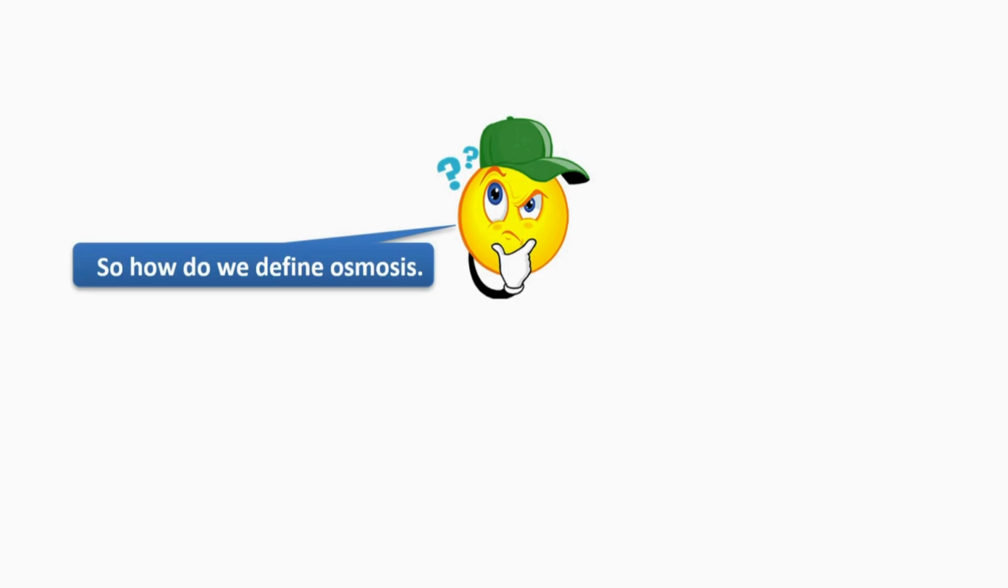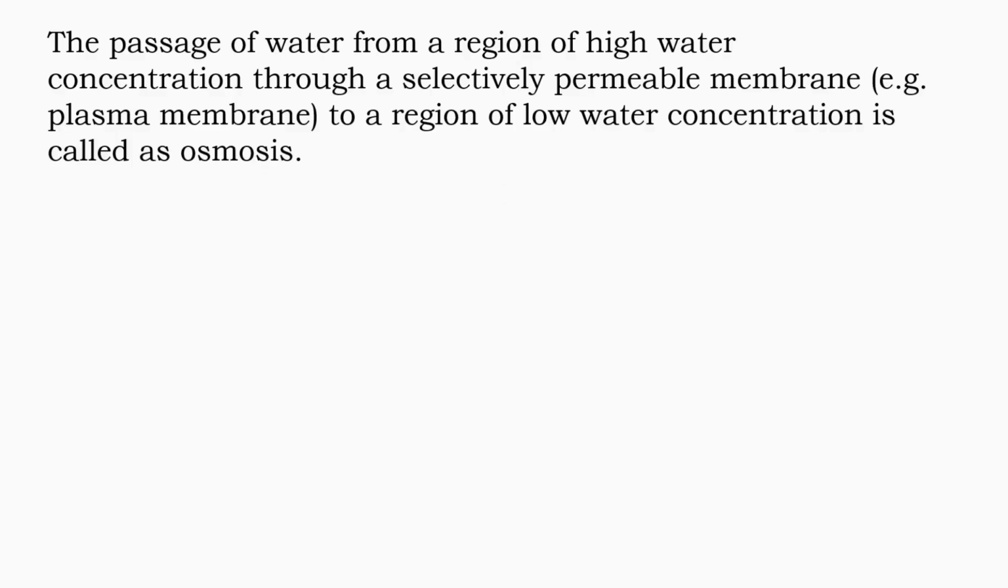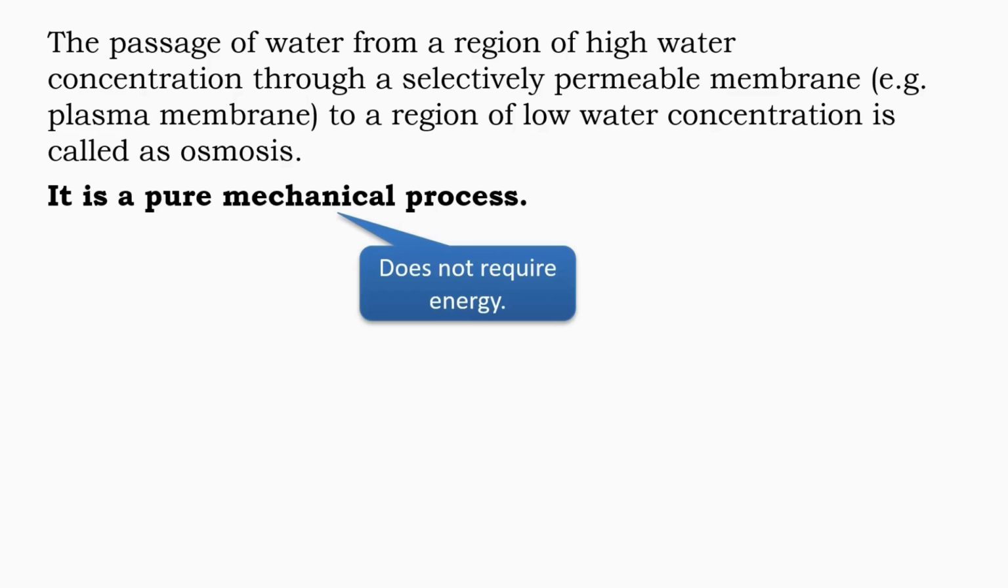So, how do you define osmosis? The passage of water from a region of high water concentration through a selectively permeable membrane, that is the plasma membrane, to a region of low water concentration is called osmosis. It is a pure mechanical process that doesn't require energy.